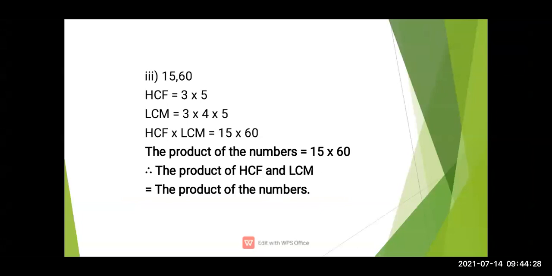Now 15 and 60, we have to find out the factors. चलो 15 का फैक्टर क्या है? Wait, we will do these sums by combining. Combine करके हम करते, because we have to write the HCF and LCM of both the numbers. So I will combine it, 15, 60. Just see here.